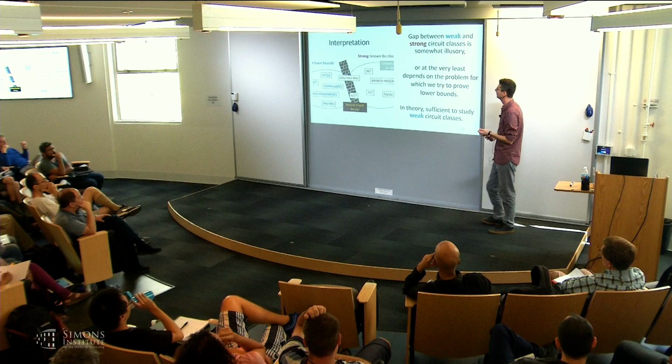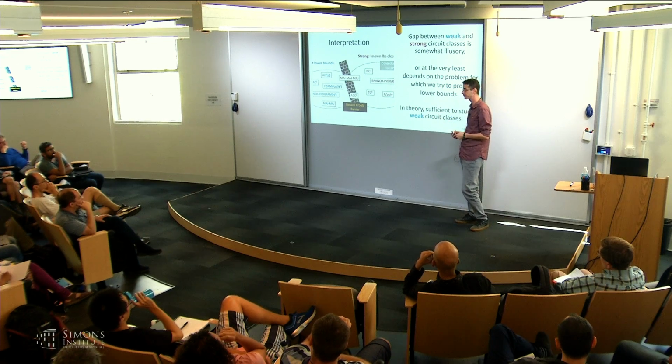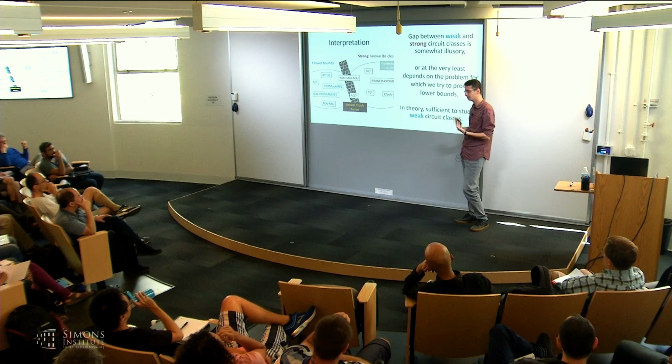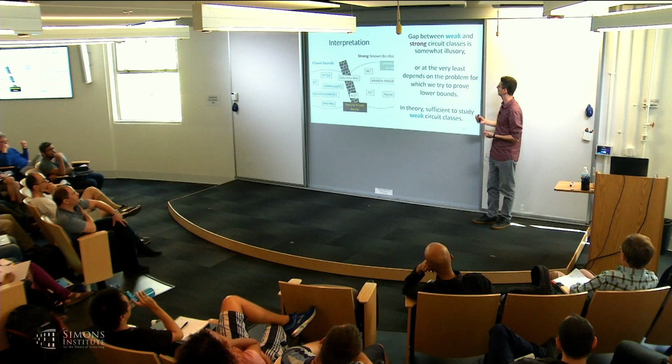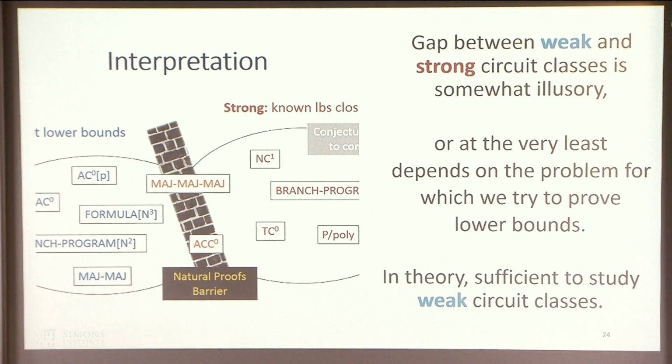One way you can interpret these results is that this partition between weak and strong circuit classes is somewhat illusory, or at the very least, it depends on the problem for which we're trying to show lower bounds. At least in theory, it is sufficient to focus on the weak models and get a much better understanding of them if you want to show lower bounds against, say, polynomial size formulas. In theory, you can reduce these problems to a better understanding of weak classes.